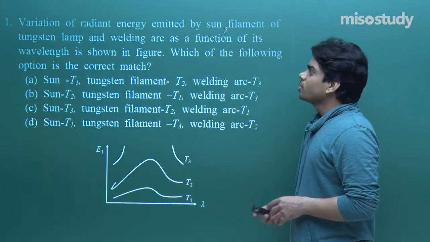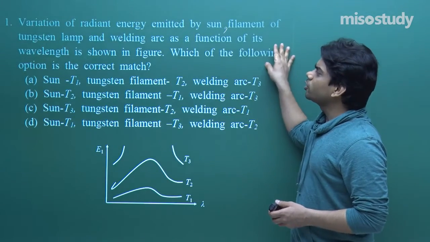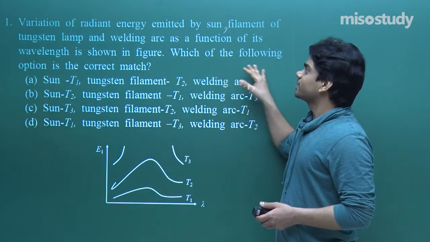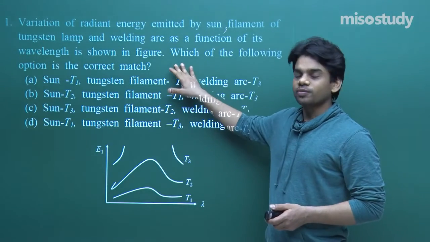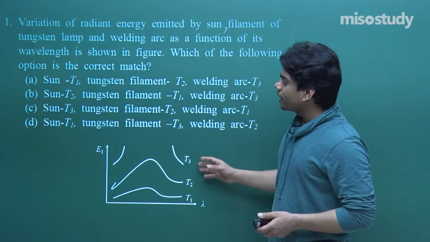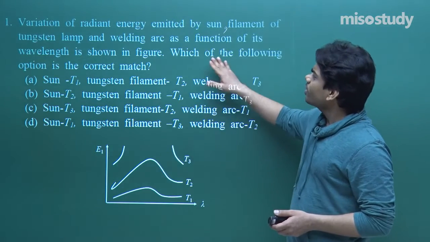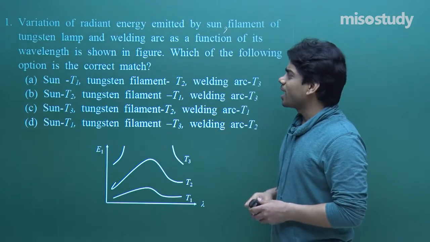First question: the variation of radiant energy emitted by the sun, filament of a tungsten lamp and a welding arc as a function of wavelength is shown in the figure. You can see a figure here. We have been describing how the radiant energy varies with lambda. Which of the following options is the correct match?